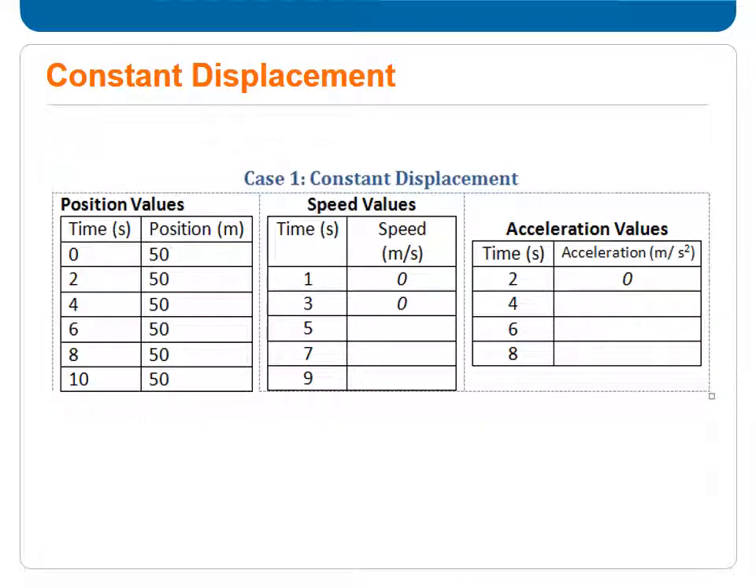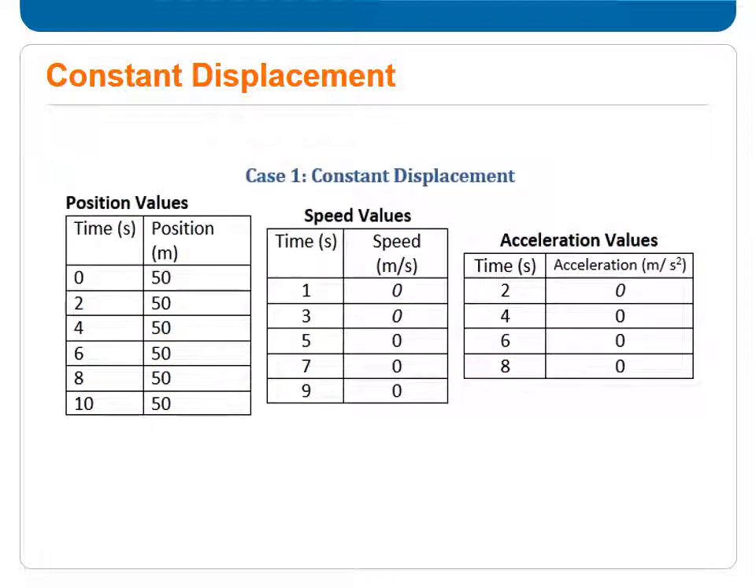Let's work through three special cases: constant position, constant speed, and constant acceleration. Let's start with constant displacement. Displacement is the distance from some reference point. We measure the distance of the parked car and it isn't changing in time. It's always 50 meters away from us. Using the formula for speed, we find that the speed is zero because it is not moving. Likewise, the acceleration is also zero.